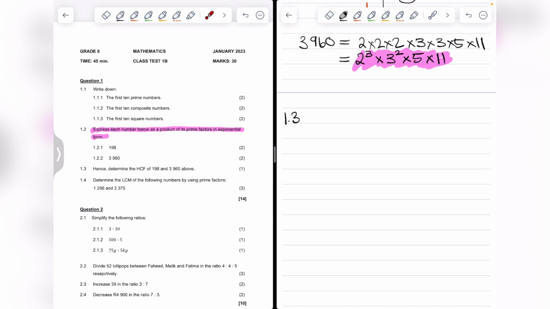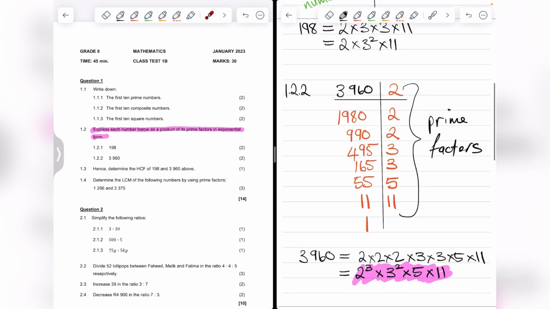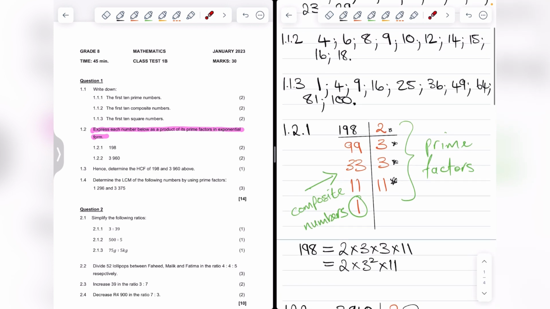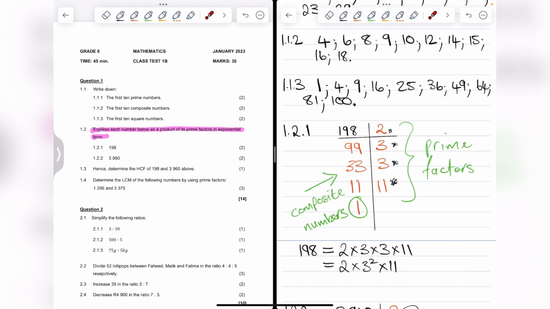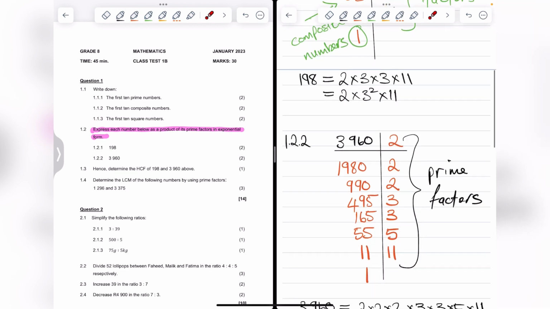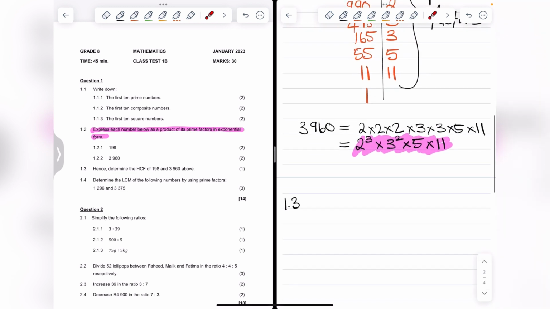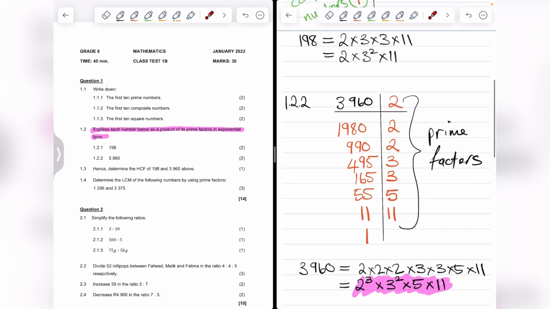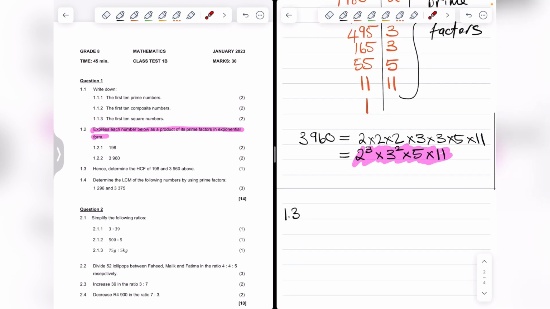Okay, so a lot of you, and please listen to this very carefully, a lot of you in 1.3, you went back and you did this again. You did all of this. You did your ladder, and you did all this stuff, and you did this ladder here, and you did all that stuff. So you basically repeated what you've done in 1.2, which wastes time because you have already done it in 1.2, and that is why the question in 1.3 says hence.